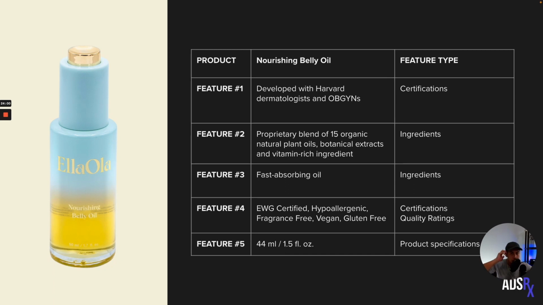Okay, so their number one feature is that it's developed with Harvard dermatologists and OBGYNs. It's got a blend of 15 organic natural plant oils. It's a fast absorbing oil. It smells really good. EWG certified, hypoallergenic, all those things. And it's a relatively small bottle. But the different types of feature types, certifications, ingredients, these are all things that come along with the product, the physicality of the product. You get it while buying it. There's no question about it, okay?